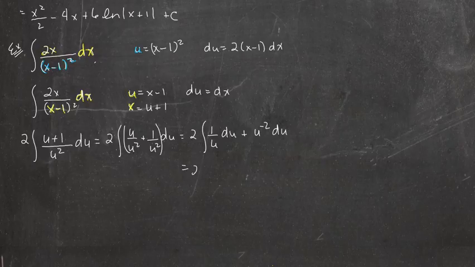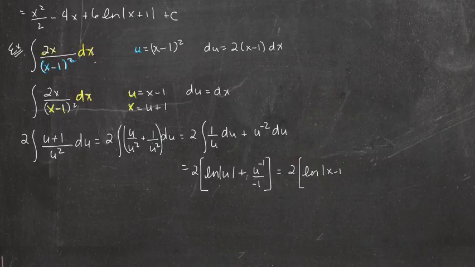And now I can integrate away. So I have 2 times the antiderivative. 1 over u is the natural log of absolute u, plus u to the minus 2 is u to the minus 1 over minus 1. And so that's just 2 times the natural log. Well, u is x minus 1. And u to the minus 1 over minus 1 just means to take away 1 over x minus 1, plus c. And I could clean it up by distributing the 2 in, but I don't necessarily think that's any neater.